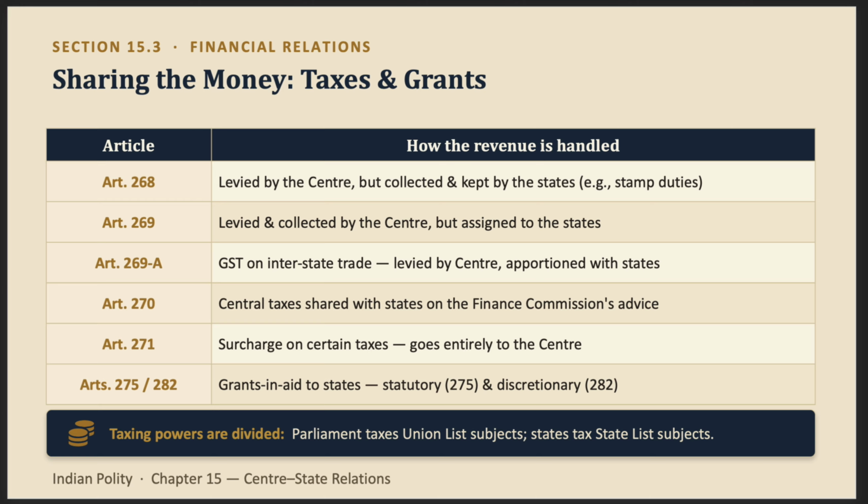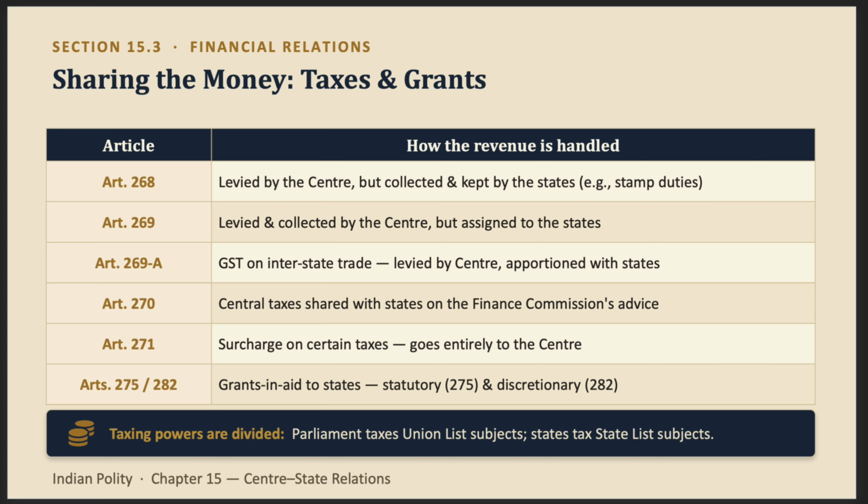It is not shared with the states at all. Oh, wow. That has to be a major source of friction. Oh, absolutely. Because the center can just add a surcharge to an existing tax, effectively shrinking the divisible pool that states rely on while boosting its own budget. It's a huge point of contention.